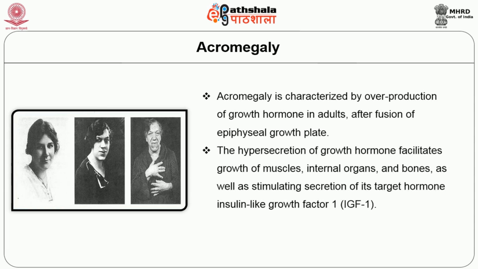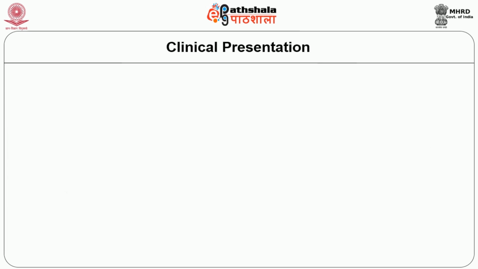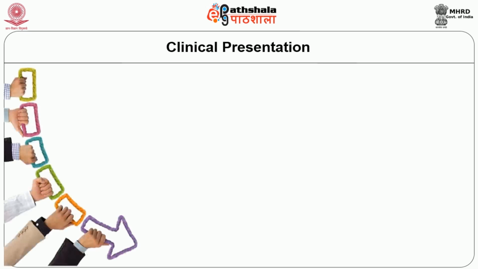The hypersecretion of growth hormone facilitates the growth of muscle, internal organs and bones, as well as stimulating the secretion of the target hormone insulin-like growth factor 1. The majority of acromegaly cases are caused by pituitary adenoma, that is a tumor. So the picture is of a patient with acromegaly. So this lady has an increased growth hormone level.